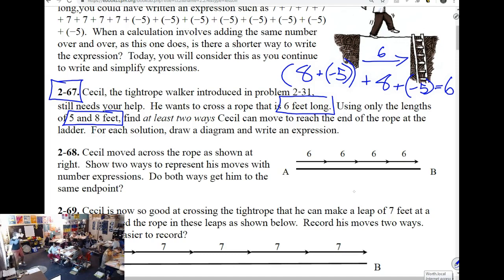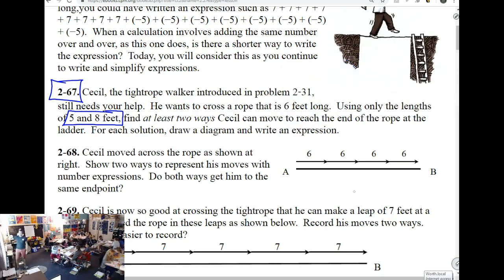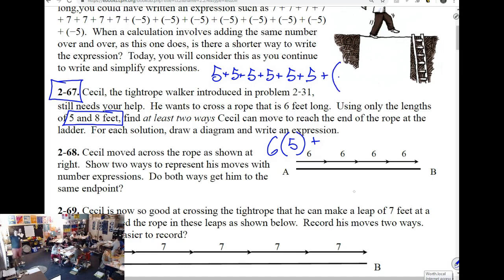You got another one? 5 times 6 minus. Okay, so you're saying 5 plus 5 plus 5 plus 5. Okay, so I can rewrite that as 6 moves of 5. And then minus 8 times 3, so a negative 8, plus negative 8, plus negative 8. So 3 times negative 8. So here we have 6 moves of 5, and then 3 moves of 8 in the opposite direction.